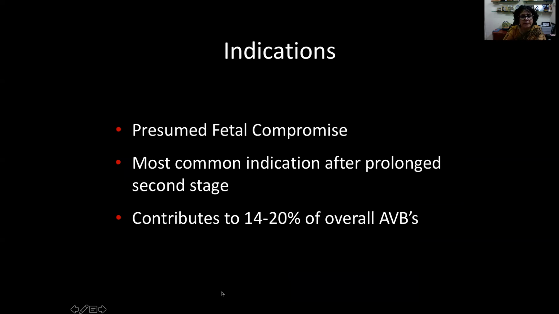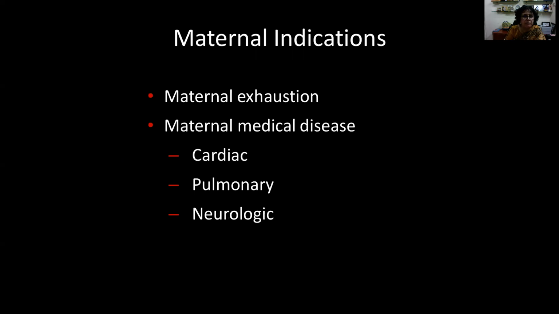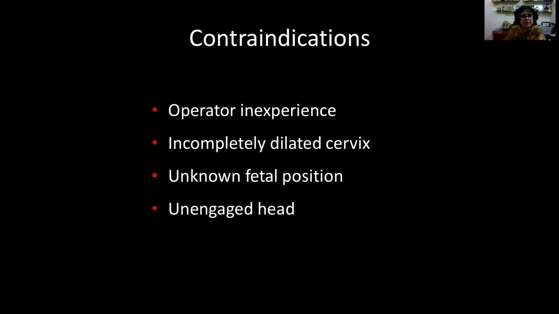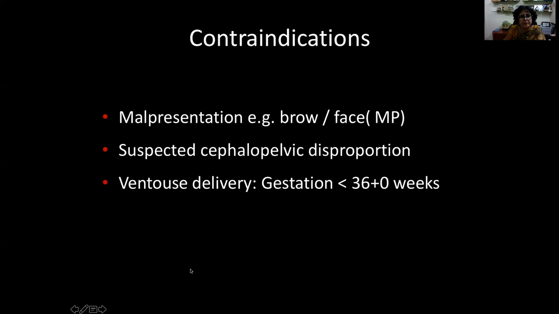Now the indications are again similar. The presumed fetal compromise, most common indicator is prolonged second stage, and it contributes 14 to 20% of the overall AVB. Now the maternal indications: exhaustion, cardiac, pulmonary, and neurological. Contraindications: number one, operator's inexperience, incompletely dilated cervix, unknown fetal position, and unengaged head.